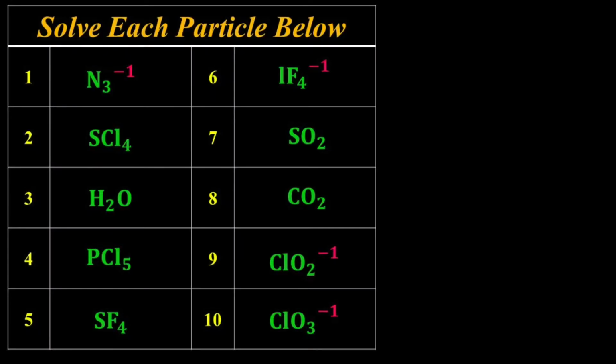Here are the 10 particles we will do, and that is going to be N3, -1 charge, the polyatomic ion, sulfur tetrachloride, water, phosphorus pentachloride, sulfur tetrafluoride, iodine tetrafluoride, -1 charge, and then we'll have sulfur dioxide, carbon dioxide, that is chlorite and chlorate, each with a -1 charge. So let's start with N3, -1 charge.